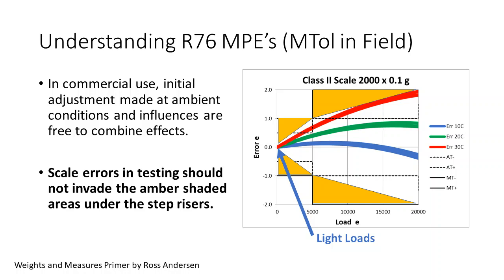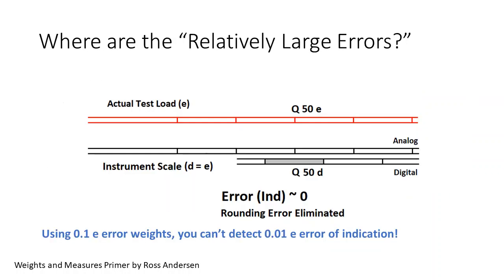I'm not asking you to take my word for it. I'm very confident if you test down there to 0.2E, you will find the error is very close to 0. So let's look at it with our error model in the case where E equals D. You'll see that the 50D analog graduation, or the center of the 50D digital division, will align closely with the 50E test load within 0.01E, essentially zero error of indication.